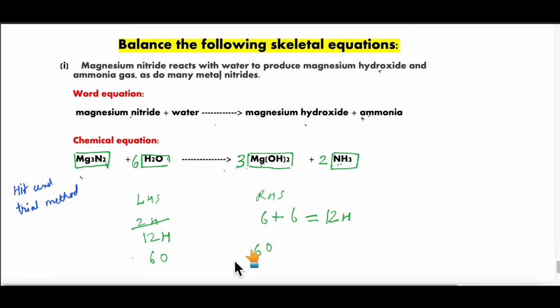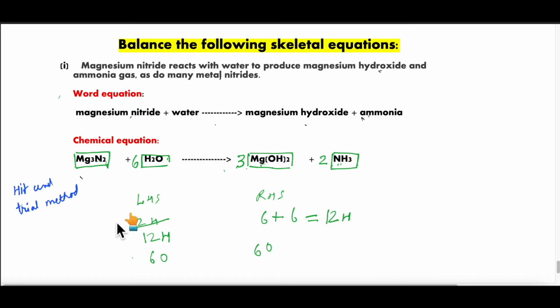Yes, so here we see that the oxygen has automatically got balanced just by following the secret of leaving hydrogen and oxygen to be balanced in the last, and starting by balancing the elements which have the maximum number of atoms on either side. That is why we began from magnesium. We did not touch hydrogen and oxygen. Then again we balanced nitrogen. So just by following the secret, we have balanced this chemical equation by the hit and trial method so easily.